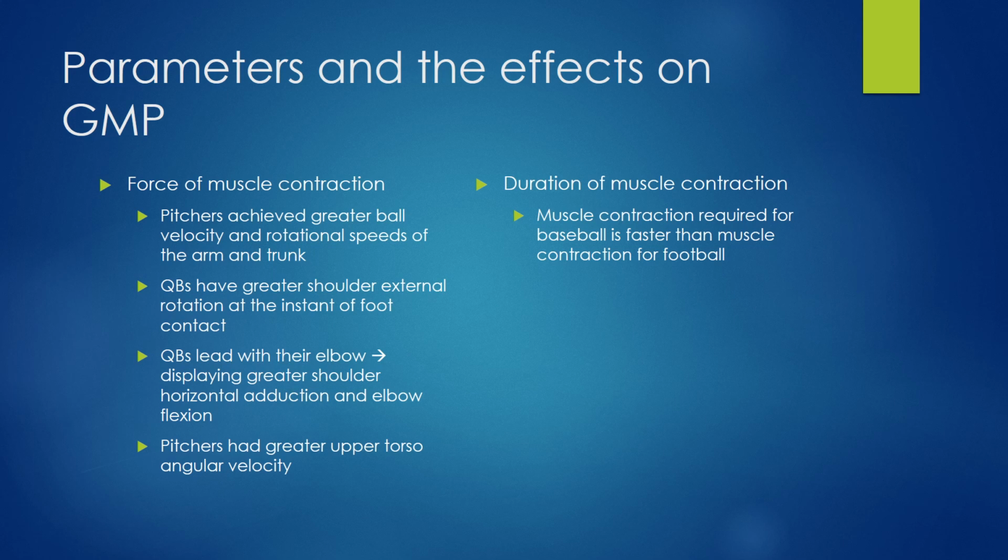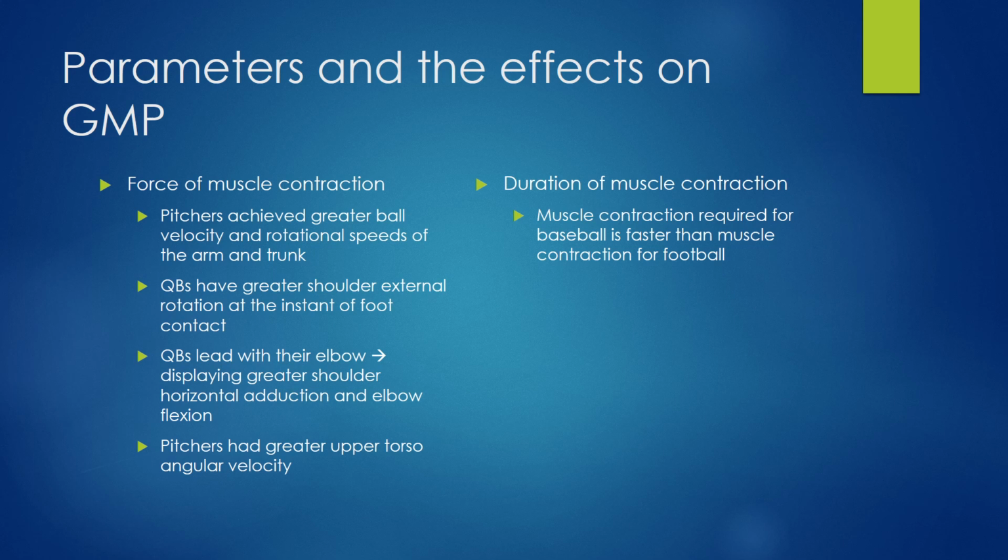So in the study, quarterbacks tend to lead with their elbows. That's what they found. And then it displayed greater shoulder horizontal adduction and elbow flexion is what they concluded. And then lastly, they found that pitchers had greater upper torso angular velocity when conducting their motion versus the quarterback themselves. And that's apparent if you were to go back and watch the two videos in this presentation.